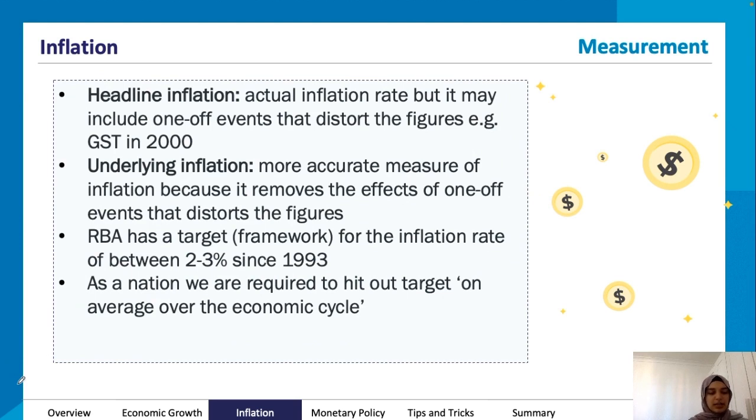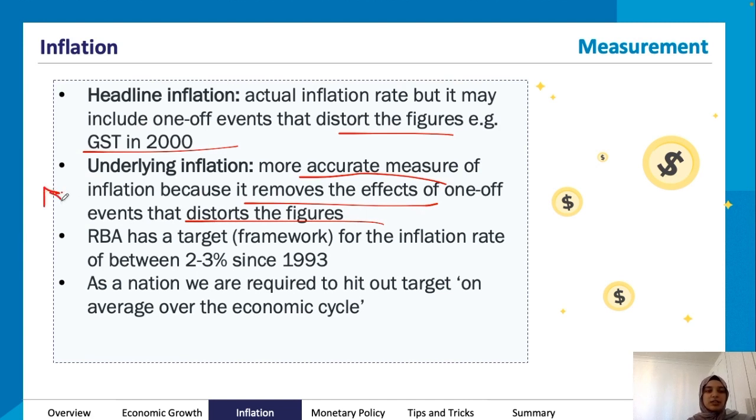Righto, next up we have headline inflation. So that's the actual inflation rate, but it may include one-off events that distort the figures. For example, GST being introduced. Okay? So underlying inflation, what is that? That is a more accurate measure of inflation because it removes the effects of one-off events that distort the entire figure. It can change the whole figure even though it's just one small thing that probably won't happen every time, like the introduction of GST. So underlying inflation tends to be more accurate in that way.